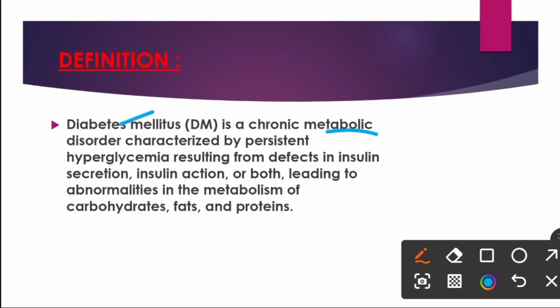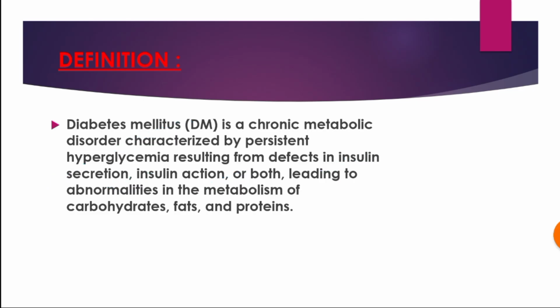Diabetes mellitus is a chronic metabolic disorder, or a syndrome, that is characterized by persistent hyperglycemia, that is a high blood glucose level. The persistent hyperglycemia can result either from a defect in insulin secretion or an increase in resistance to the action of insulin, or sometimes both. They lead to abnormalities in the metabolism of carbohydrates, proteins, and lipids. So, diabetes mellitus is a metabolic syndrome characterized by hyperglycemia, and it occurs because of decreased insulin secretion or increased resistance to the action of insulin.